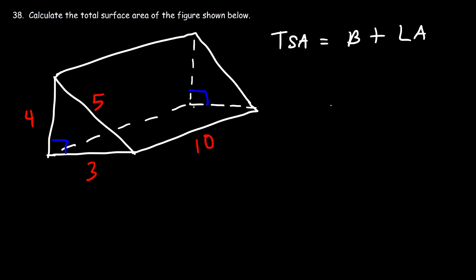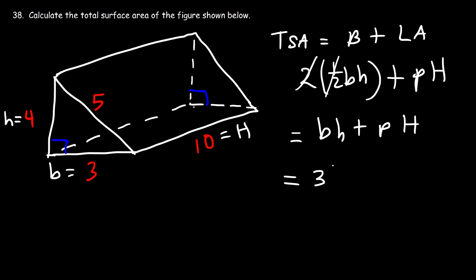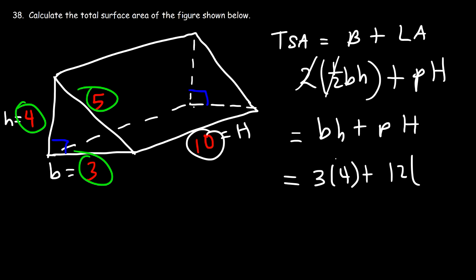Now the area of a triangle is 1/2 base times height, but there's two triangles, so we're going to multiply that by 2. The lateral area is the perimeter of the triangle times the height of the prism. So we could cancel 2 and 1/2. So the total surface area is going to be the base of the triangle times the height of the triangle plus the perimeter of the triangle multiplied by the height of the prism, which is 10. So the base of the triangle is 3, the height of the triangle is 4. The perimeter of the triangle is going to be 3 plus 4 plus 5, which is 12. And the height of the prism, that's 10.